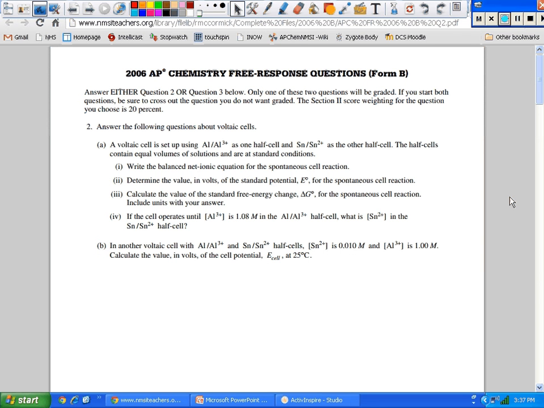Right, the first question we're going to do is actually an electrochem question. Let me go ahead and find the key that I have printed out for this one. This is 2006. All right, so, first question.